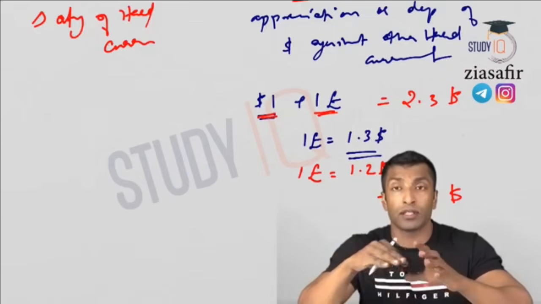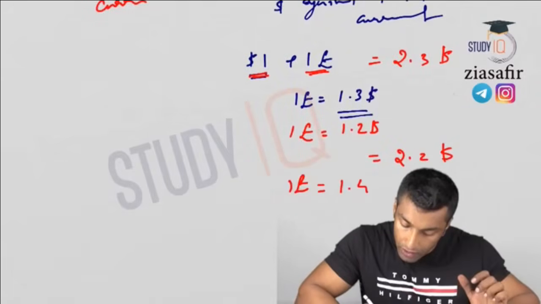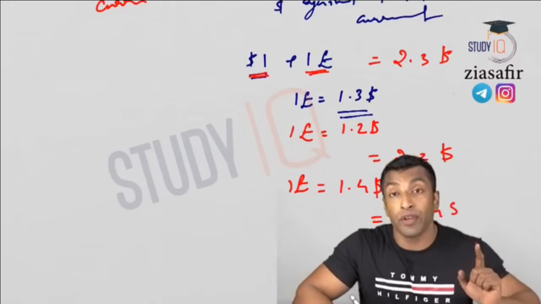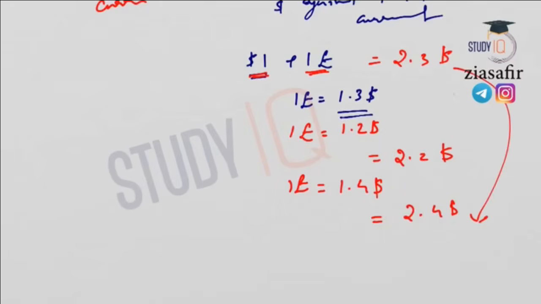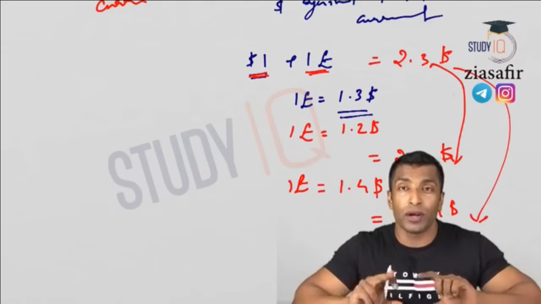Now if it is depreciation, and the euro became $1.4, then your Forex would have increased to $2.4, from 2.3 to 2.4. Here there is a decrease because the dollar appreciated. If the dollar depreciates, your Forex will increase. So this is what you mean by valuation effect. I hope this is clear for all of you.